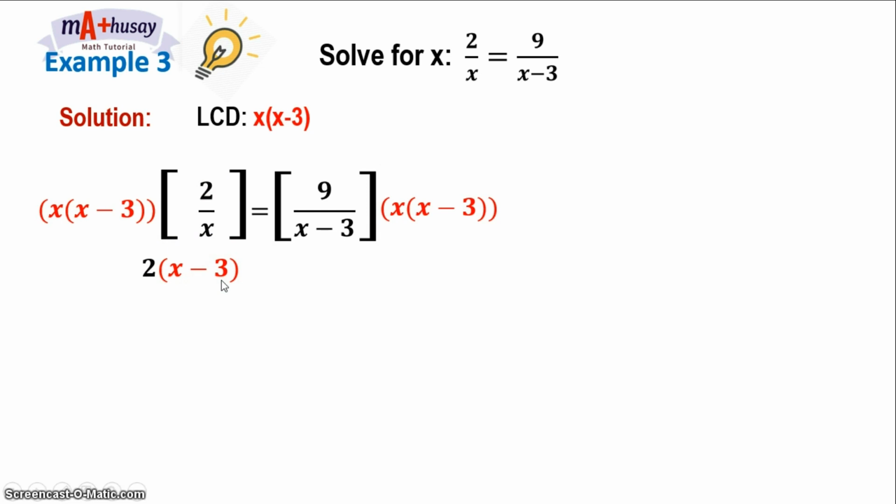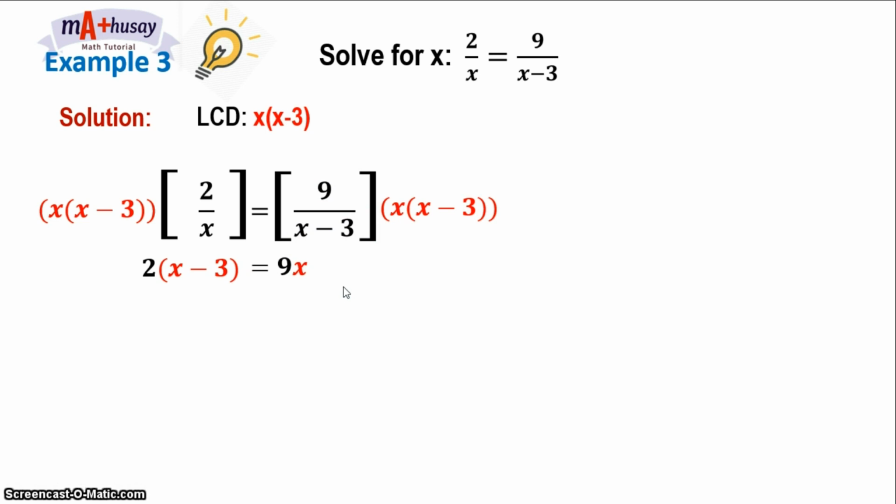Right? So, sa right side naman ng equation, minultiply natin ang LCD sa 9 over x minus 3. Now, in this case, makakancel na ang x minus 3. So, we have 9x.